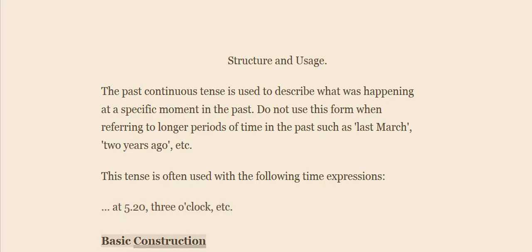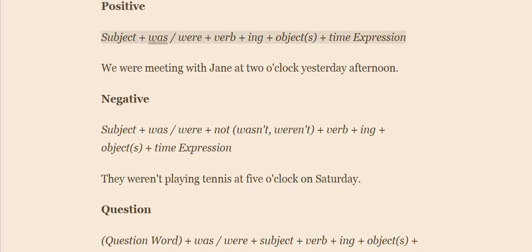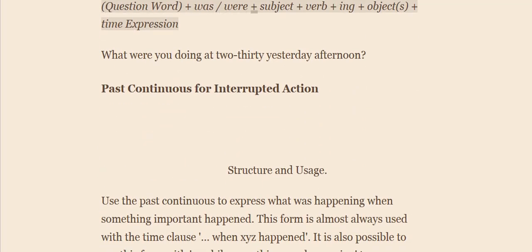Basic construction. Positive. Subject plus was/were plus verb plus ing plus object(s) plus time expression. We were meeting with Jane at 2 o'clock yesterday afternoon. Negative. Subject plus was/were plus not (wasn't, weren't) plus verb plus ing plus object(s) plus time expression. They weren't playing tennis at 5 o'clock on Saturday. Question. Question word plus was/were plus subject plus verb plus ing plus object(s) plus time expression. What were you doing at 2:30 yesterday afternoon?